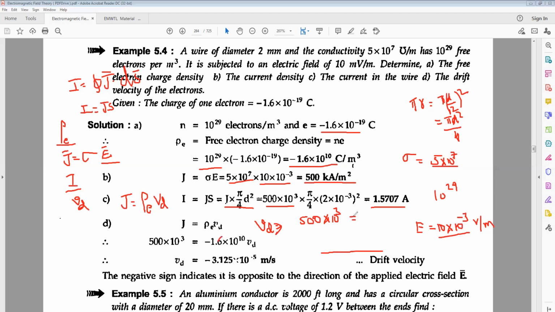It is 1.6 into 10 power minus 19, into Vd. So Vd is equal to 500 into 10 power 3 by 1.6 into 10 power 10. You need to have only 10 power 5 in the denominator, and 5 by 1.6 gives 3.12 into 10 to the power of minus 5 meter per second.